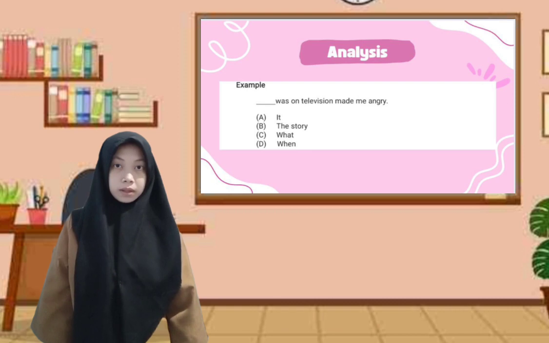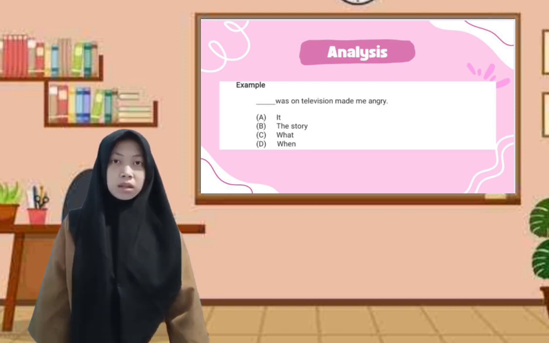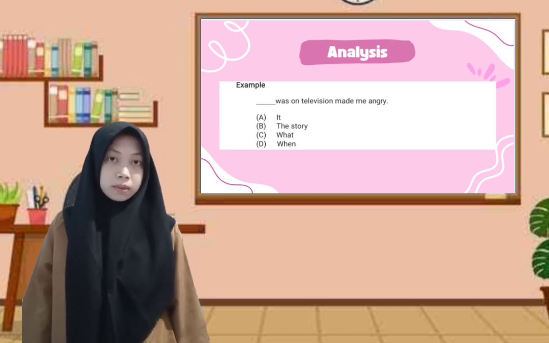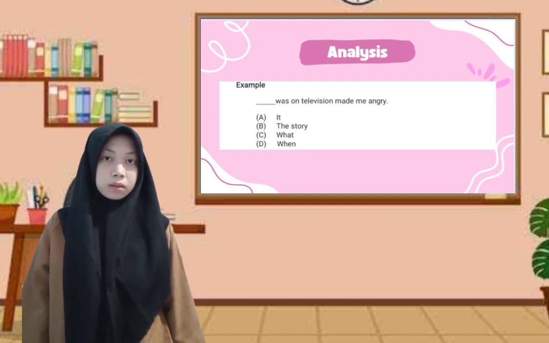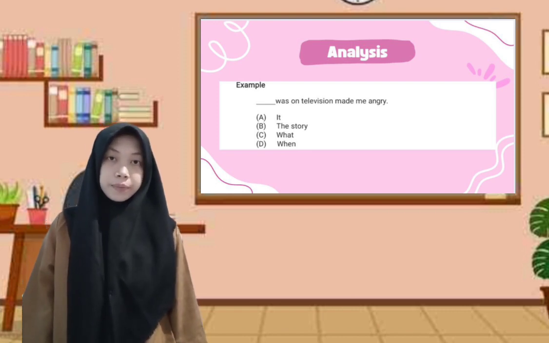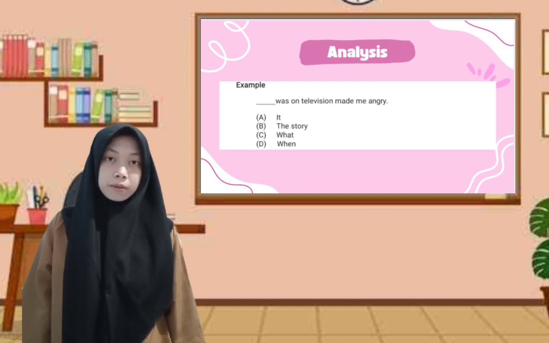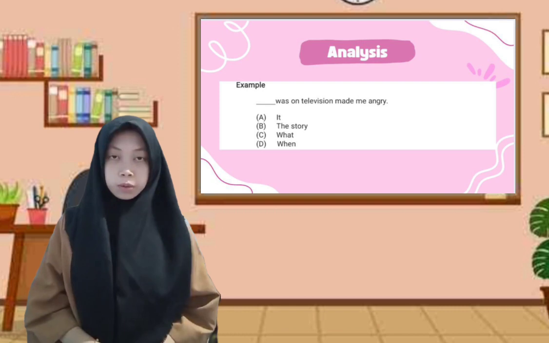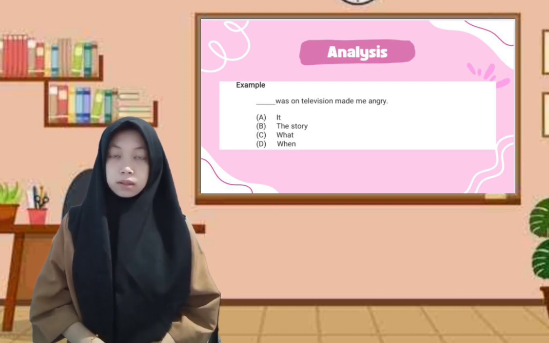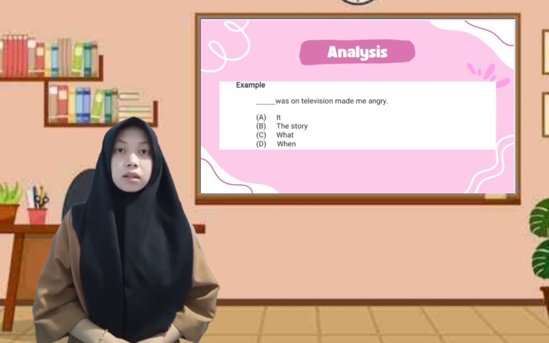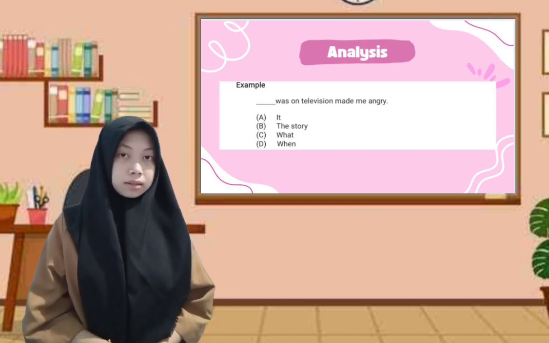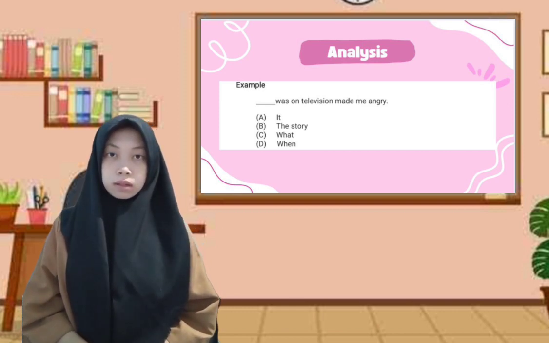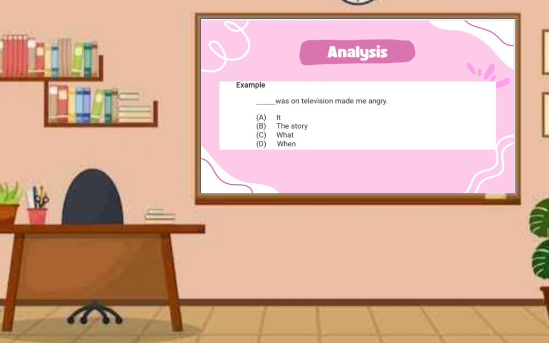Answer A and B are incorrect because it and the story cannot be the subject. Answer C, what, serves as both the subject of the verb was and the connector that join the two clauses together. The noun clause what was on television is the subject of the sentence. Answer C is therefore the best answer.